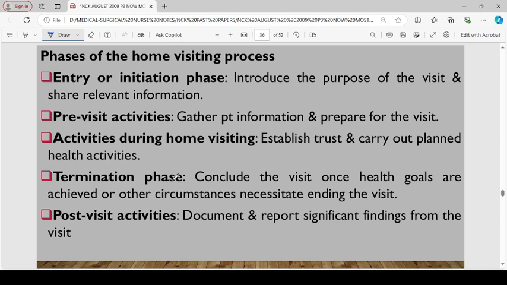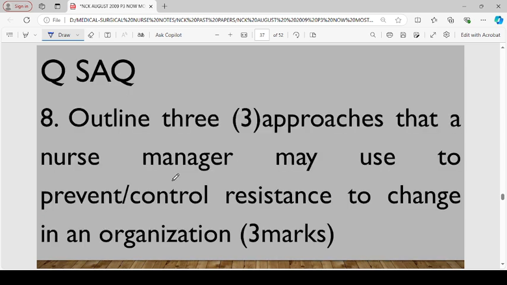Well, home visiting has 5 phases here. We have the entry or initiation phase where you introduce the purpose of the visit and share relevant information, followed by pre-visit activities where you gather patient information and prepare for the patient. Then activities during home visiting, you establish rapport and trust and carry out planned healthcare activities. Then get to termination where you conclude the visit once health goals are achieved or other circumstances necessitate the ending of that visit. Lastly, you have post-visit activities where you document and report significant findings from the visit.